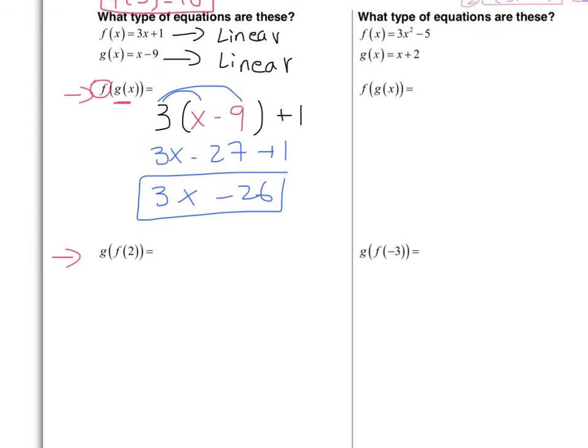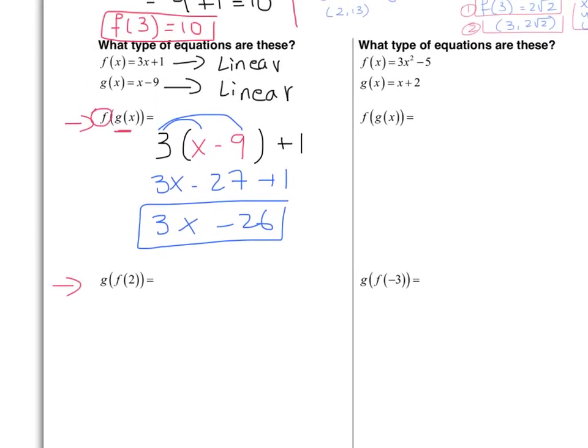Now let's move on to the other part, g of f of 2. It means you have to plug in whatever f of 2 is in g. So in order to know what f of 2 is, first of all, calculate f of 2, and then plug it in g. So calculate f of 2.